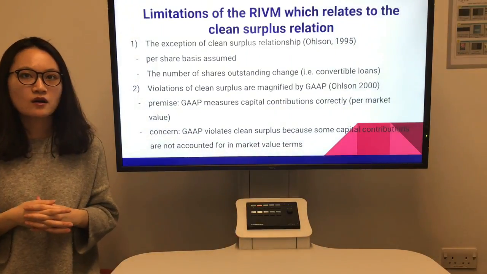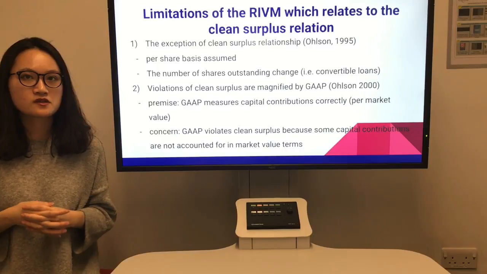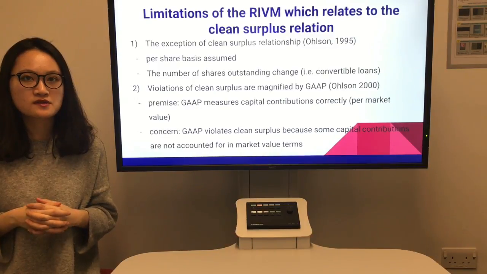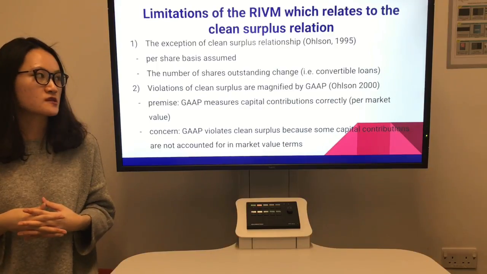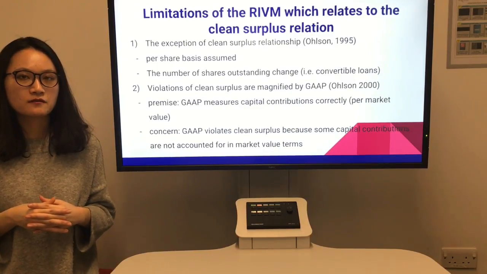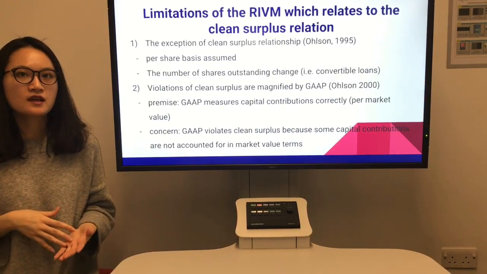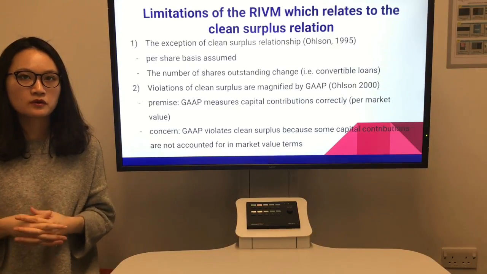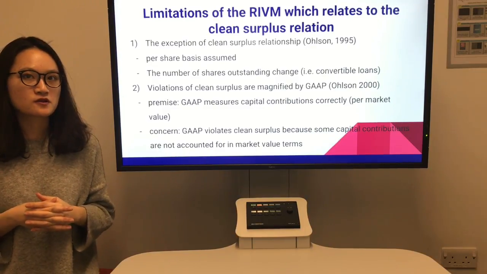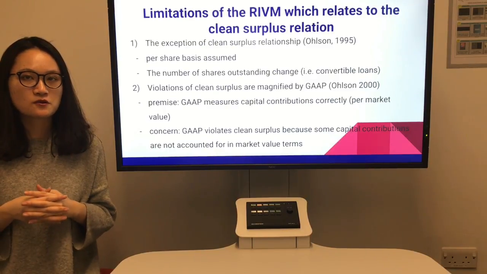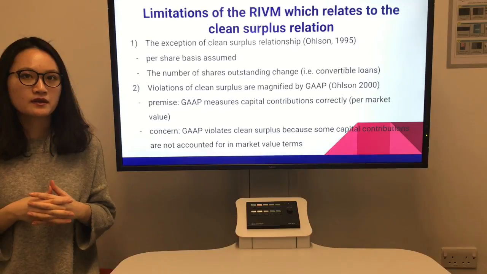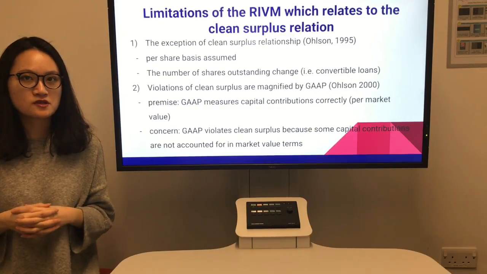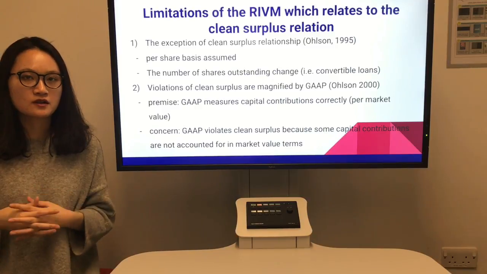Secondly, the violations of clean surplus are also magnified by GAAP because GAAP does not rely on a proprietorship concept in prescribing the accounting rules for certain capital transactions, for example, the accounting for options attached to shares. A total value perspective on residual income valuation should be based on, firstly, that issuing and buying shares are value irrelevant transactions, so they are irrelevant in the sense of the MM model. And secondly, that GAAP measures capital contribution correctly, which means they should measure the capital contribution at market value. The first point can be satisfied in the real world. However, GAAP violates clean surplus because some capital contributions are not accounted for in market value terms.